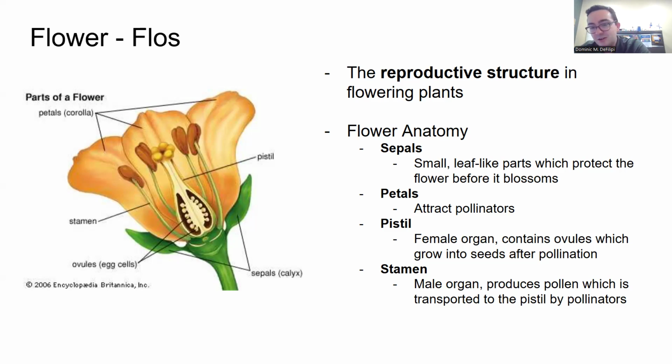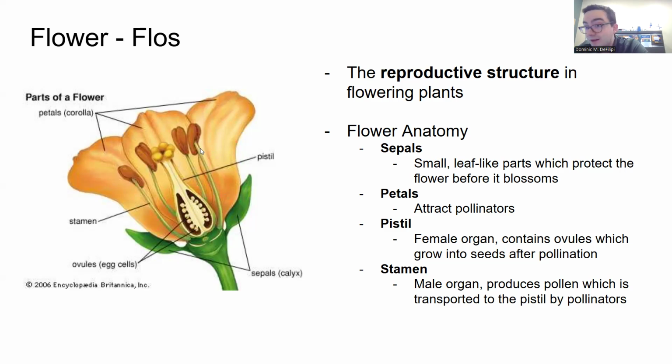So these petals serve to attract pollinators and also protect, to a lesser extent, the reproductive organs of the flower. What are those organs, you might ask? Well, we have the pistil, which is right here in the center. It's the female organ, and it contains the ovules or egg cells, which will eventually grow into seeds after they are pollinated. Now, the pistil is sometimes, but not always, accompanied by the stamen.